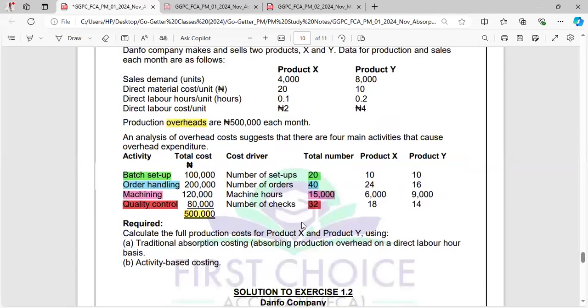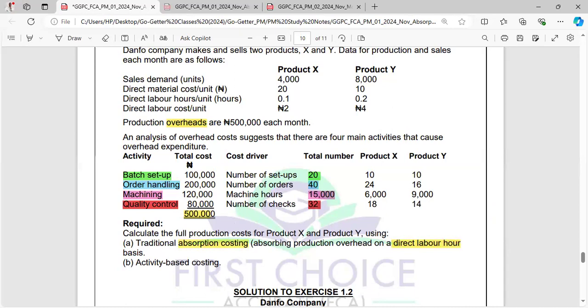Then we are asked, required, calculate the full production cost for X and Y. When they say the full production cost, it means you need to give them the variable cost and the fixed cost. Using absorption costing method, which is absorbing production overhead on a direct labor hour basis. So this is a direct labor hour basis. That is for absorption costing. Absorption costing is based on direct labor hours, whereas activity-based costing is based on the cost drivers.